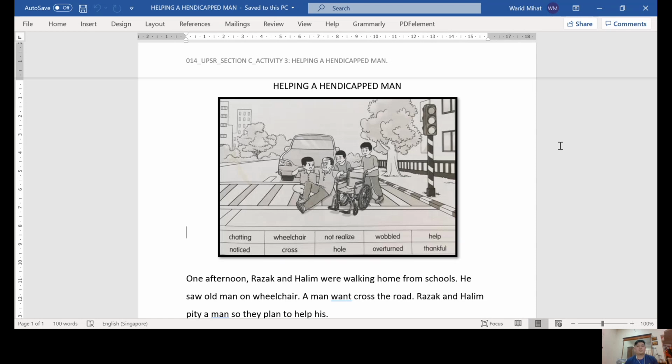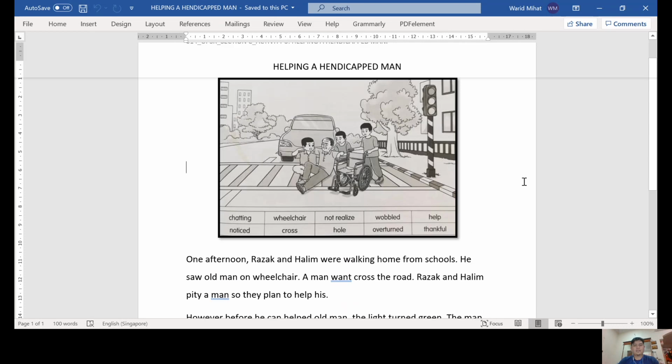You look at the picture, you can come up with any story as long as the story corresponds to the picture. If the story does not correspond to the pictures, then of course you are in deep trouble. But if your story corresponds to the pictures and makes sense, then there's nothing wrong with not using all the words given here. All right, so as usual, we are going to find errors in this essay.